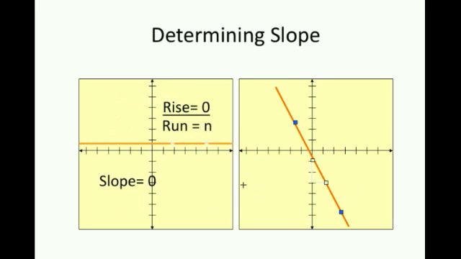Sometimes we have slopes that have a zero slope. If you notice, this is a horizontal line. There is no rise, there's only a run. Whenever the rise is 0, and the run can be any number, the slope is 0.